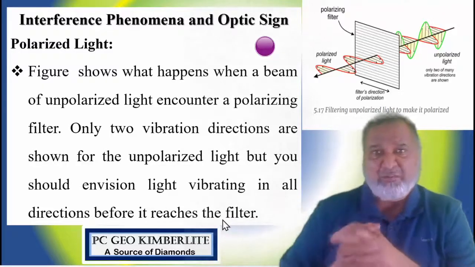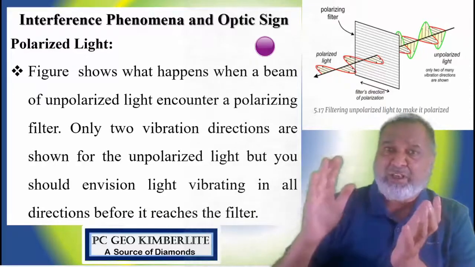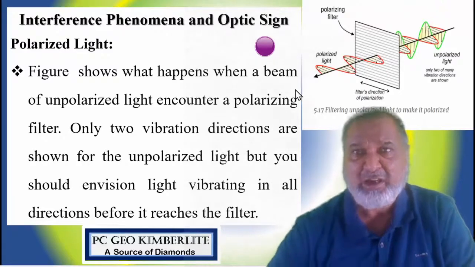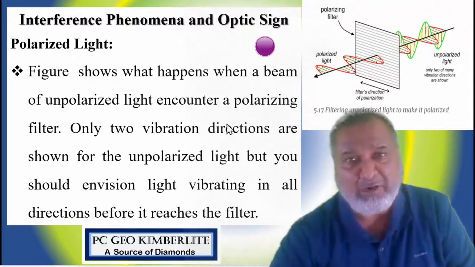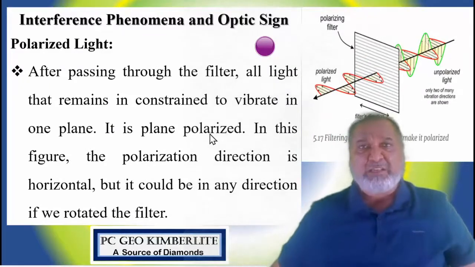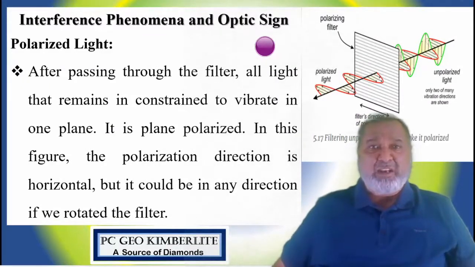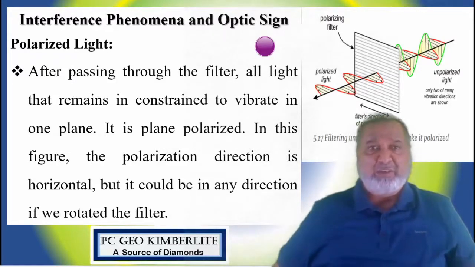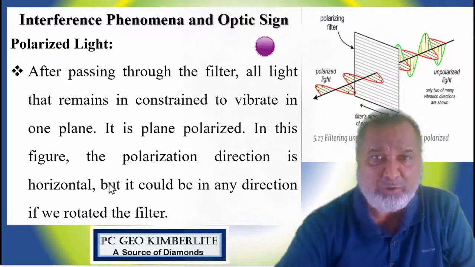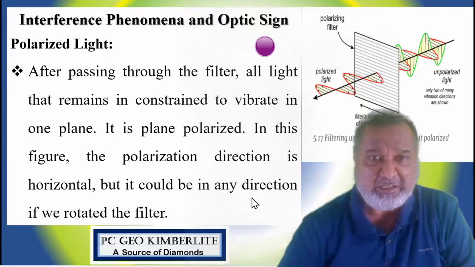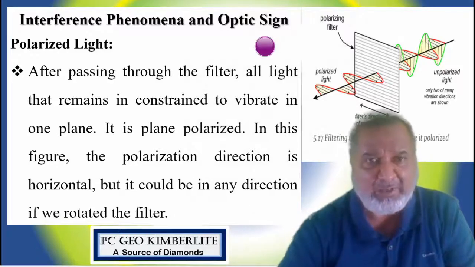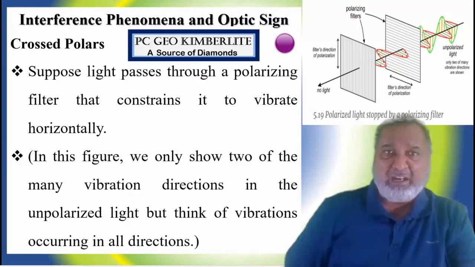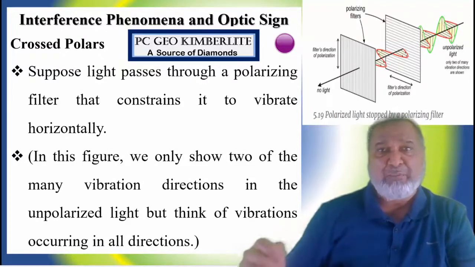Once it reaches the filter, that filter will take out, and the light will completely come out, 100%, vibrating in a single plane. After passing through the filter, the light remains constrained to vibrate in one plane. It is the plane polarized light. In this figure, the polarization direction is horizontal, but it could be in any direction, whether vertical or horizontal, if the filter is rotated. Suppose the light passes through the polarizing filter that constrains it to vibrate horizontally.